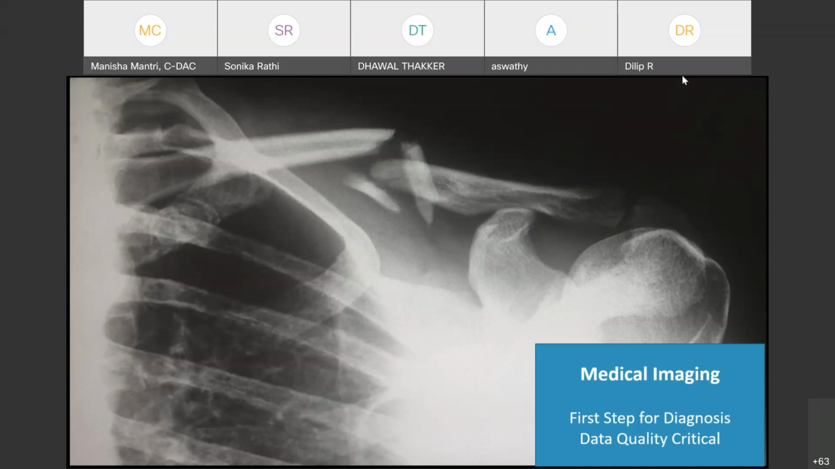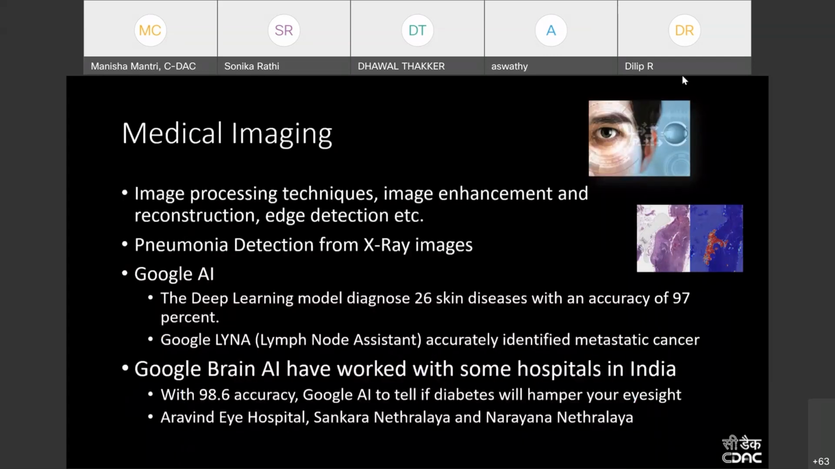And then the data quality is also critical, right? So a few of the examples here would be, we use image processing techniques like image enhancement, image reconstruction, edge detection, which can help in better diagnosis. Typically, when we talk about medical imaging, we know that there are a lot of inner body parts that you have to review, and it is sometimes very difficult to find microscopic deformities. So image processing, image enhancement techniques, AI/ML techniques can help to do that.